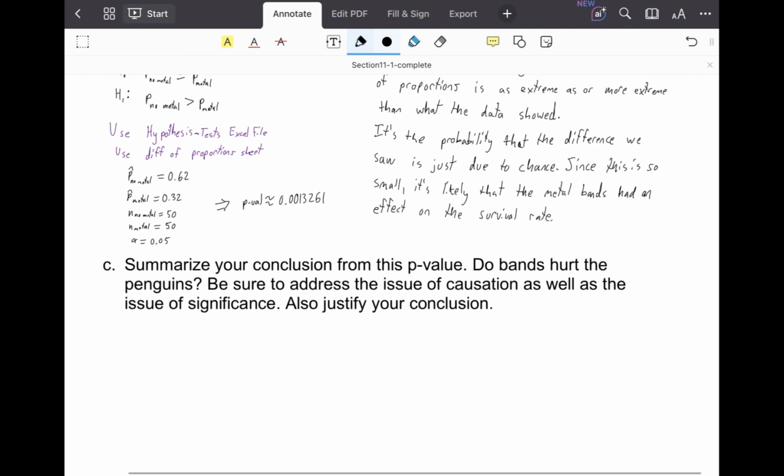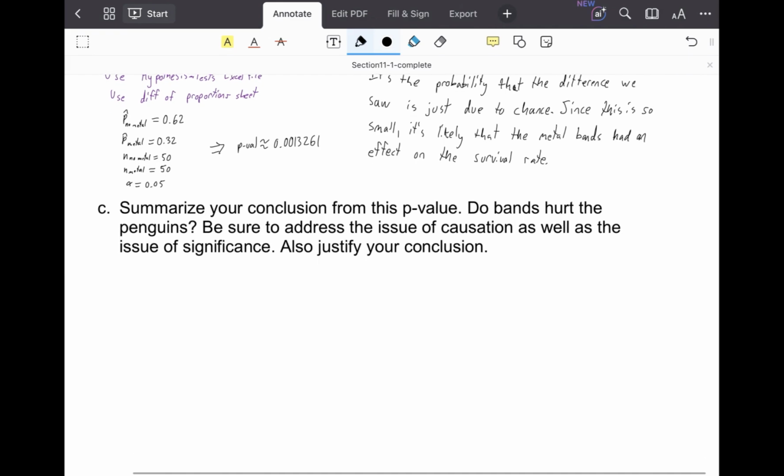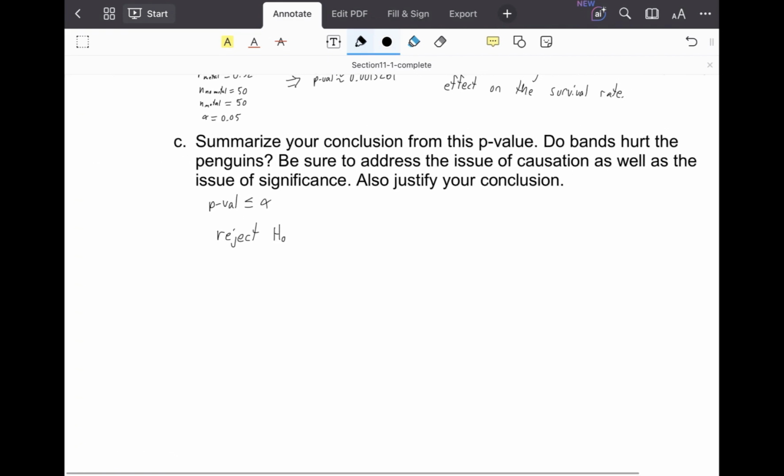Okay, now summarize your conclusion from this p-value. Do the bands hurt the penguins? Be sure to address the issue of causation as well as the issue of significance. Also justify your conclusion. Okay, so in this situation, since the p-value is less than the level of significance, and we'll just assume 5%, we reject the null hypothesis. And I'm just going to do the standard conclusion that we usually go with.